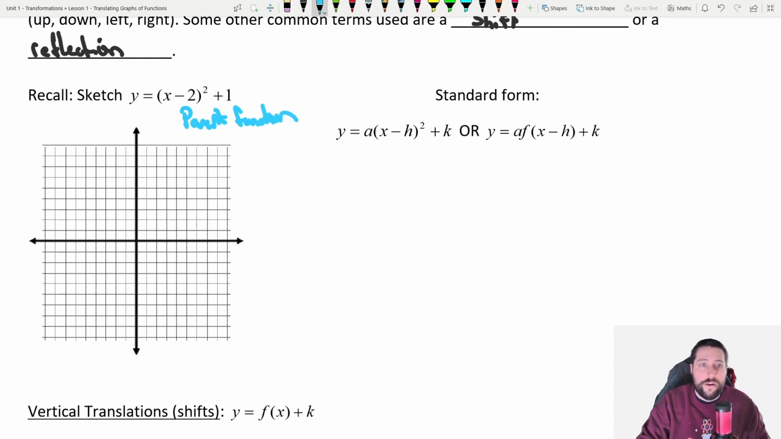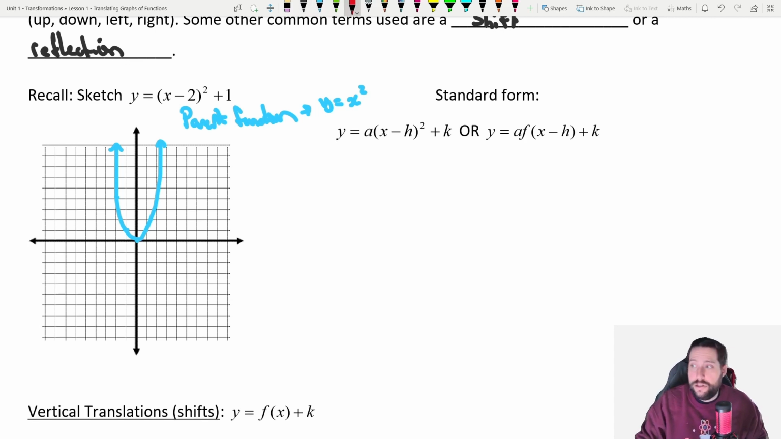Okay, so the parent function is y is equal to x squared. Okay, so it'll look like this. Okay, so now that we have done that, what we're going to do is identify what a, h, and k are.